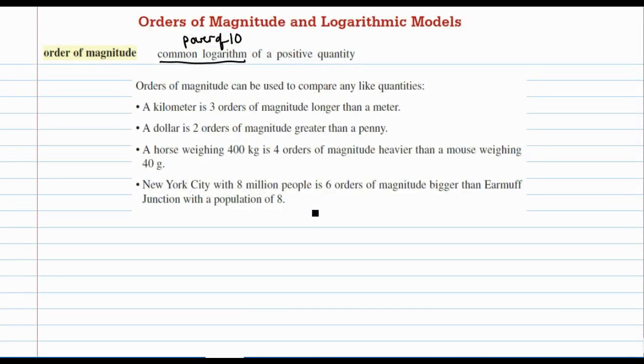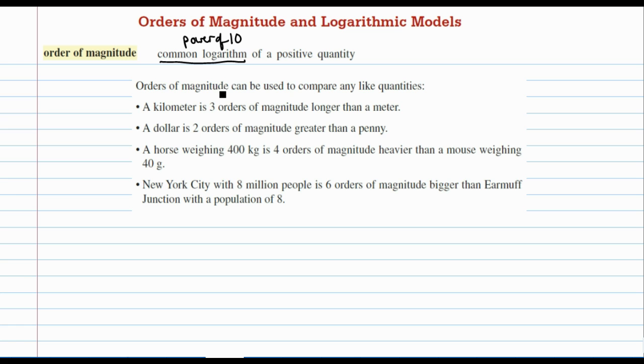This is the screencast for section 3.5, example 5. I want to talk to you about orders of magnitude first. First of all, an order of magnitude is a common logarithm of a positive quantity. Now, if you remember, logs find exponents, so a common log is a power of 10. So in other words, an order of magnitude is 10 to the somethingth power.